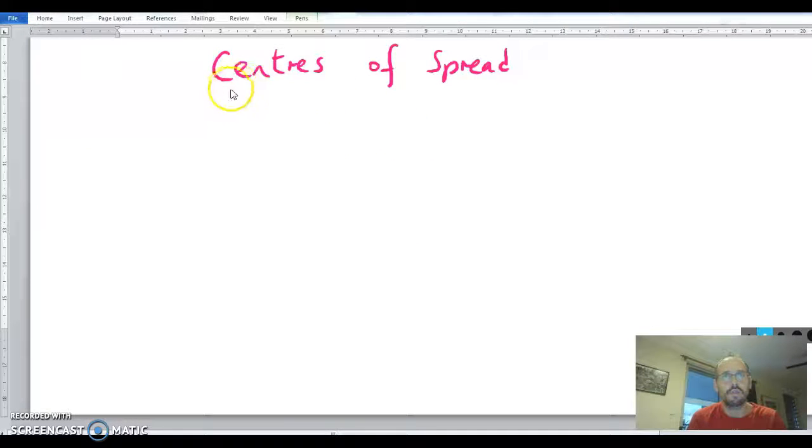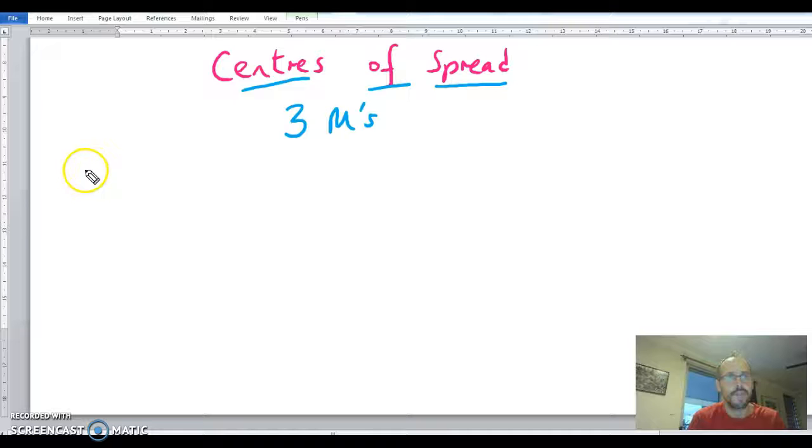I'm going to talk about centers of spread. Now, I like to call these the 3 M's. Why do we call them the 3 M's? Well, there's 3 of them, all beginning with M. And what are they? Well, the first one, if you remember, is the mean. This is what we call the traditional average.